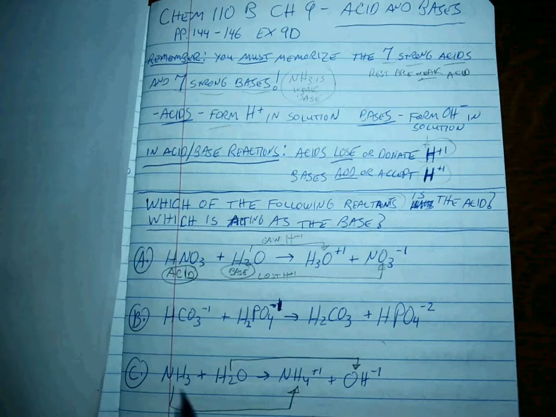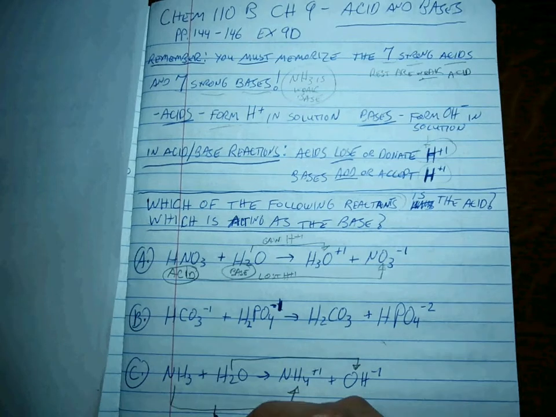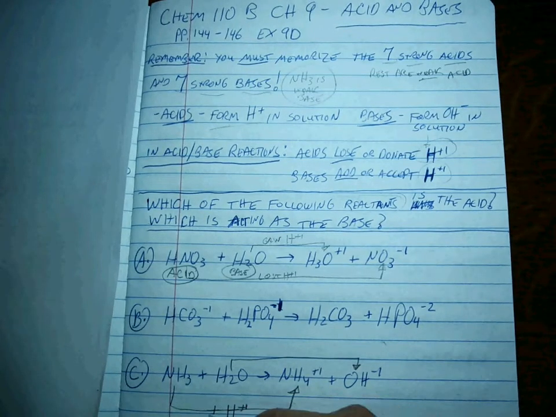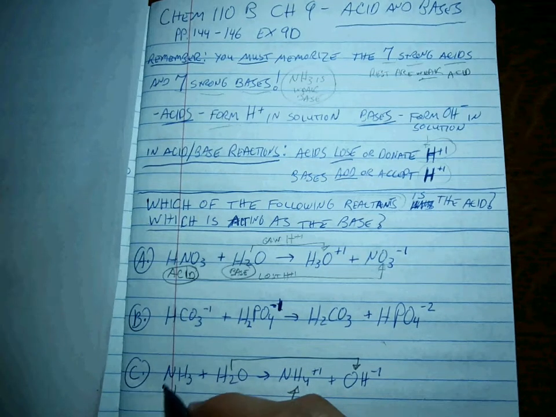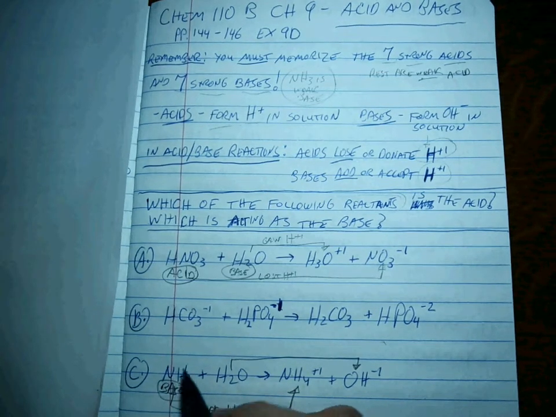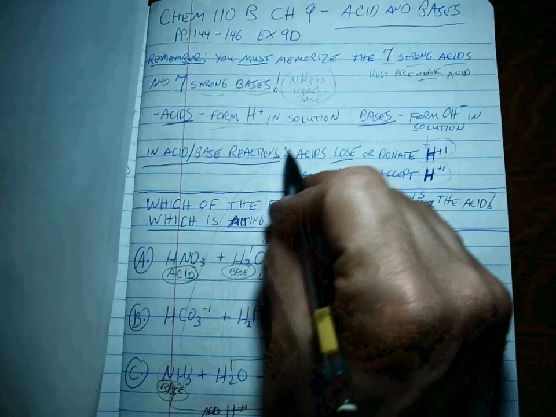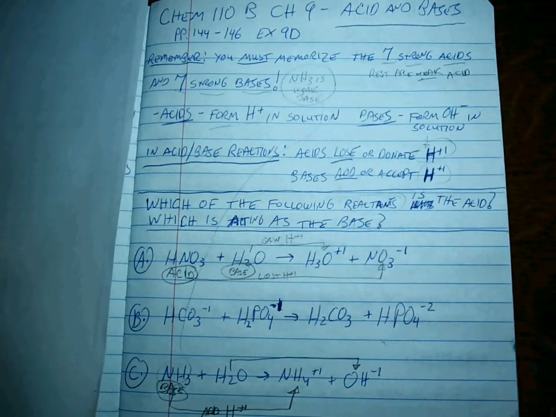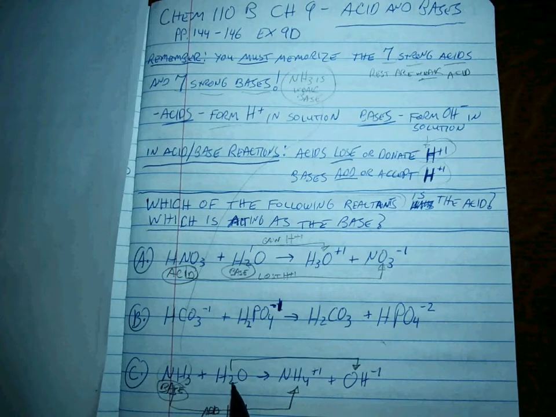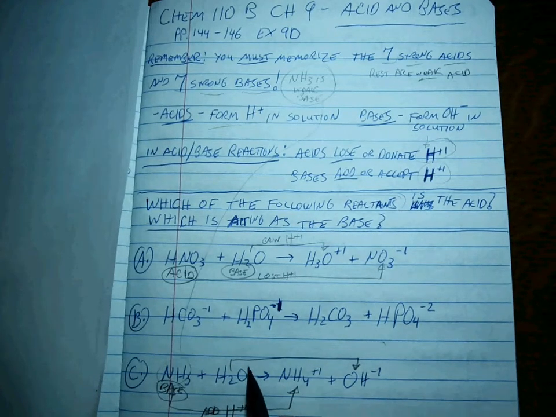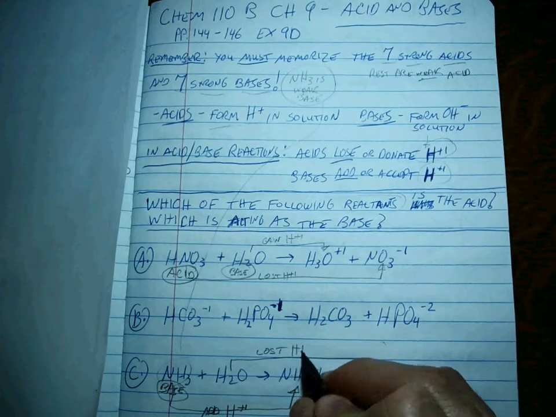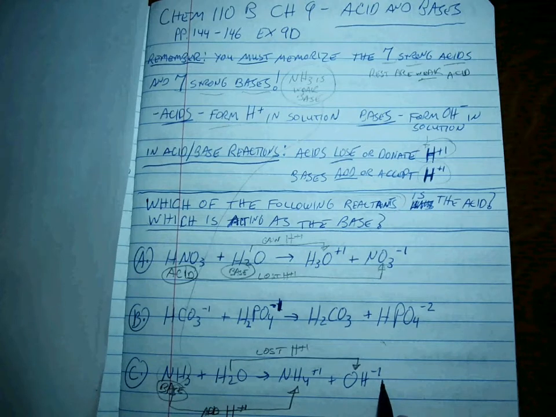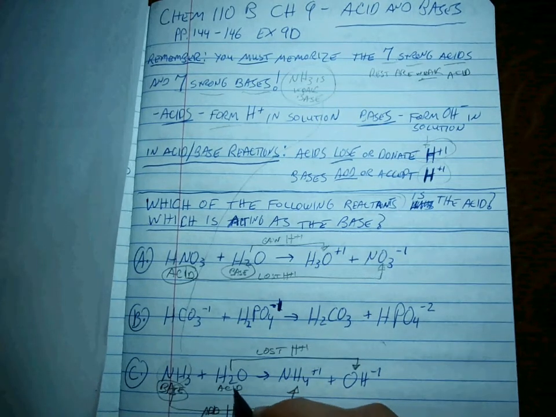Okay, so NH3, 3 H's, now it has 4 H's and a plus. That added an H plus, right? If it added an H plus, that makes it the base. Sure, NH3 is a weak base, but a base nonetheless. H2O started with 2 H's, now has 1. Started with 0 charge, ended up minus 1, so this guy lost an H plus. If you lose H plus, that makes you the acid.